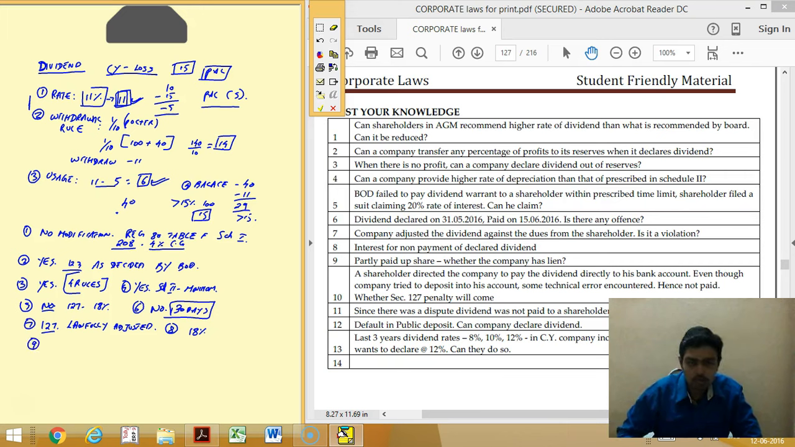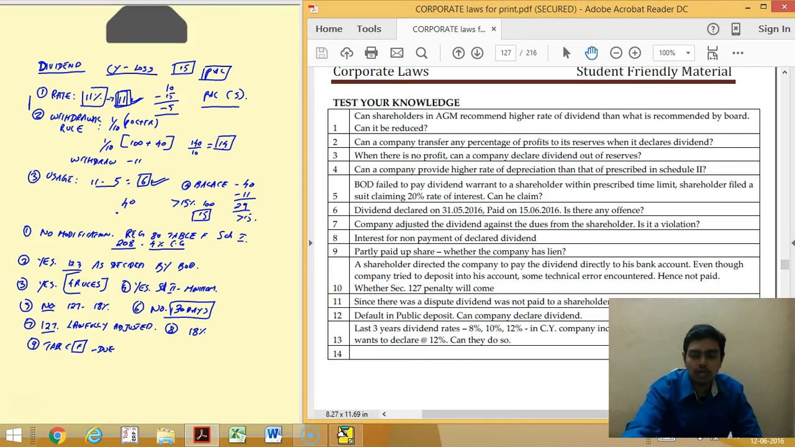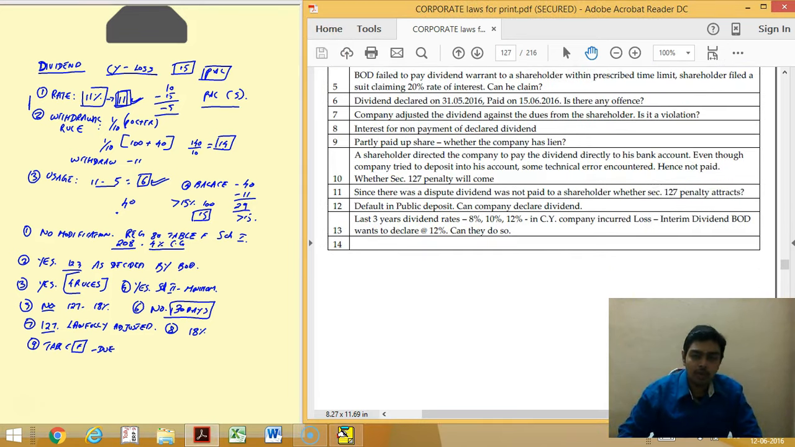Question number 9, partly paid up share, whether the company has a lien. See, as per Table F, for a partly paid up share, the company has a lien in case the share is called up and money is due. So the board of directors can exercise a lien. They can even withdraw the lien; that means on a good gesture, they can choose not to use that lien clause. But they have a lien. Partly paid up share, if the call money is due, then they have a lien.